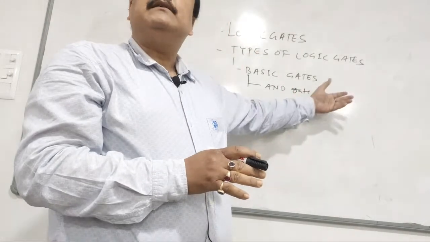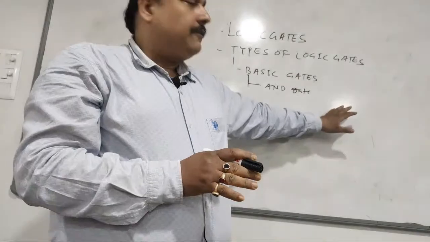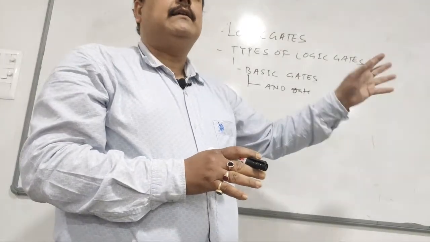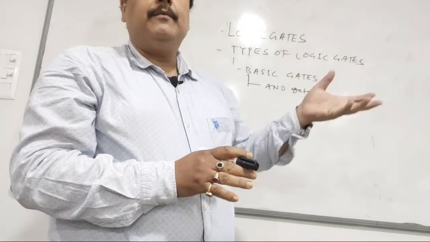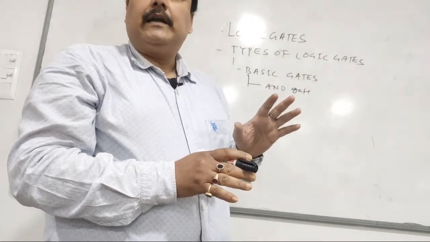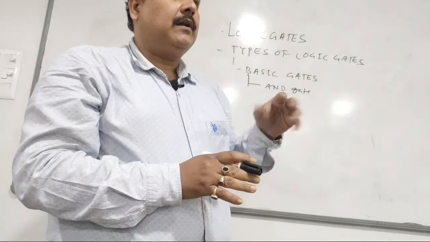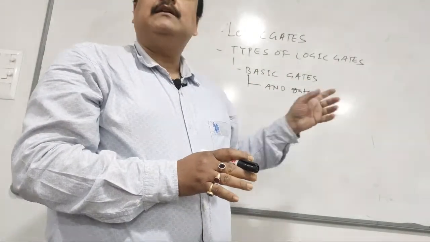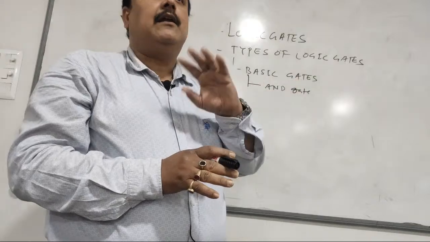The rest of the definition remains the same. That means in the definition of any gate, we just say there are 2 or more inputs and only 1 output. That is common, except for the exception of the NOT gate, because in the case of the NOT gate, there is a single input and a single output.